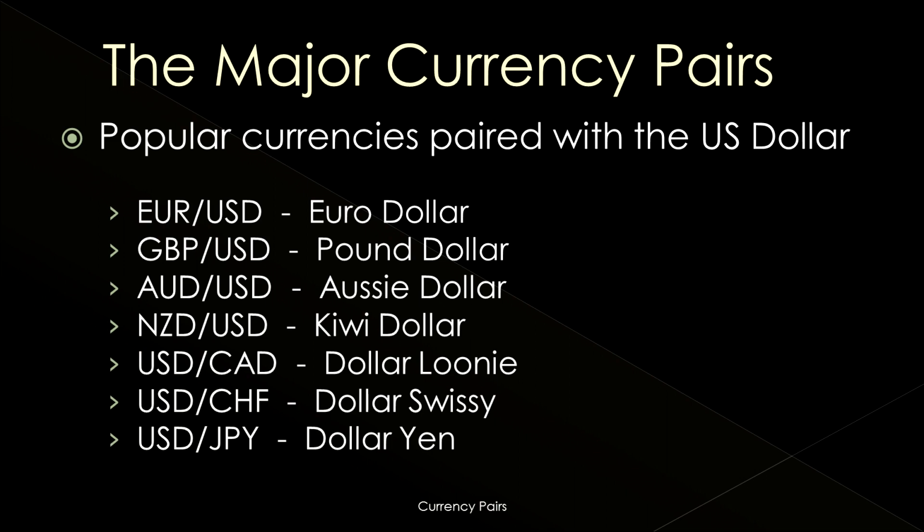Popular currency pairs that are paired with the US dollar are given in the examples below. The euro, USD, is also known as the euro dollar, GBP, USD, the pound dollar, and so on. We've got the Aussie dollar, the Kiwi dollar, the dollar loonie, the dollar Swissy, and the dollar yen.